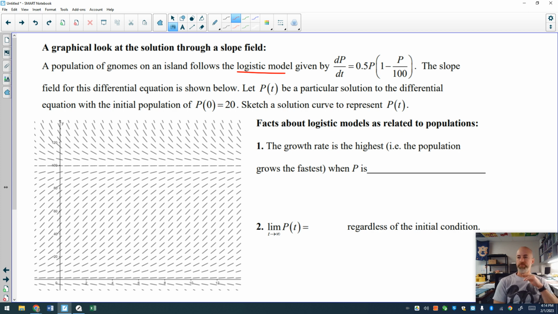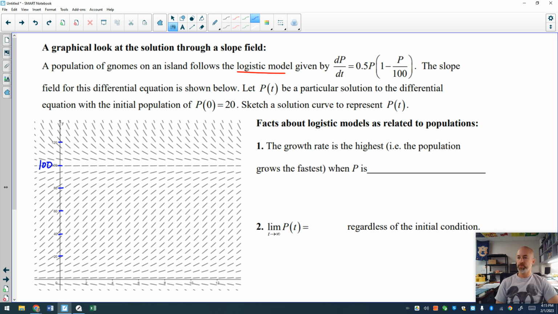You are provided the slope field for this particular model, and P of T is a solution to this that satisfies the initial condition P of 0 is 20, and you are asked to sketch the solution curve to represent P of T, and that means we are starting with an initial population of 20. You may have a hard time reading these numbers, but along my vertical axis I have little marks at 20. Here's 40, 60, 80. Here's 100. That's 120.